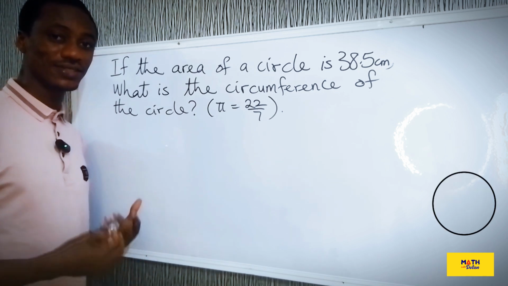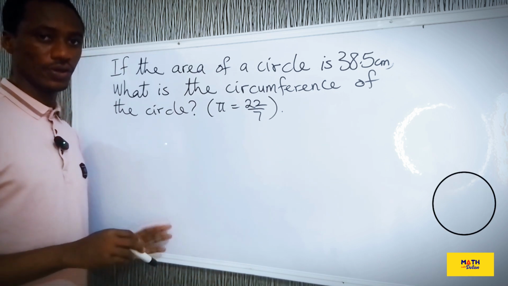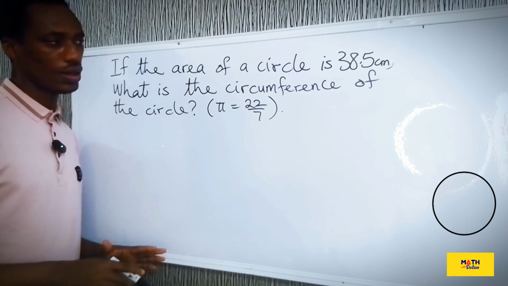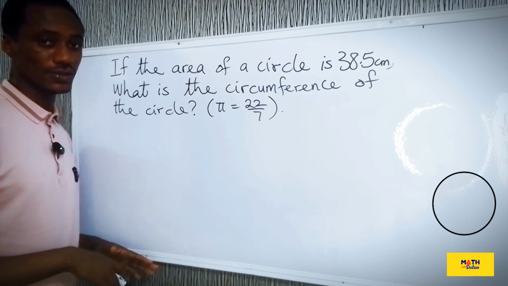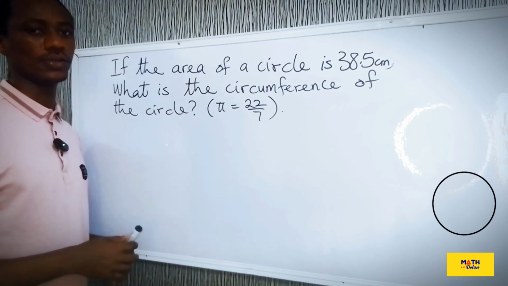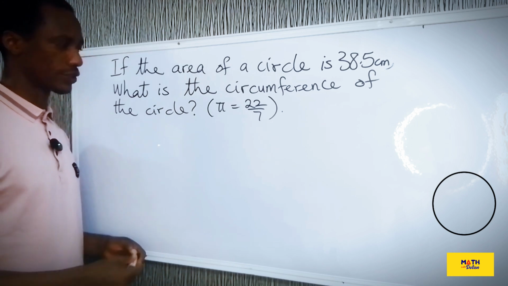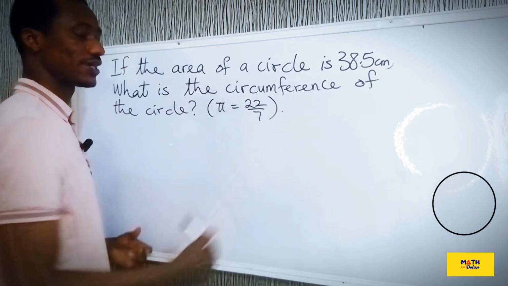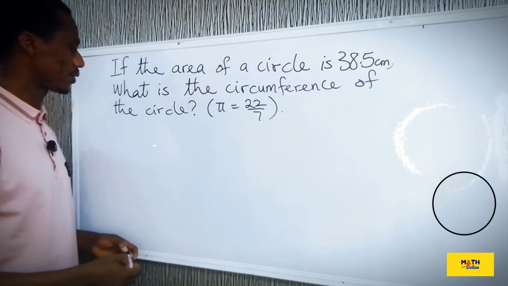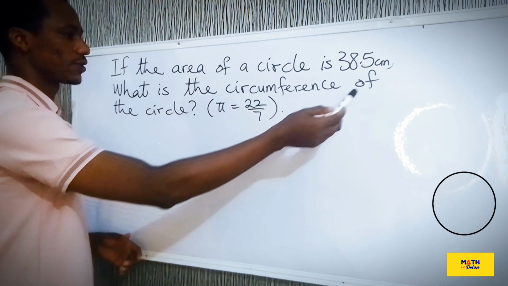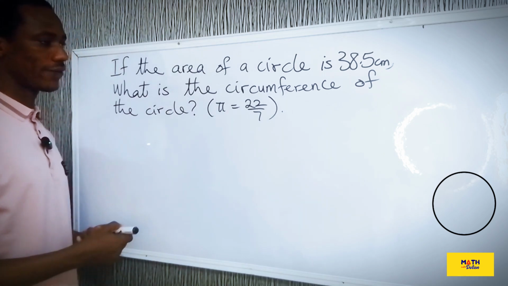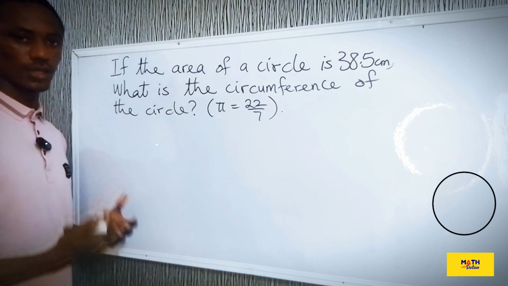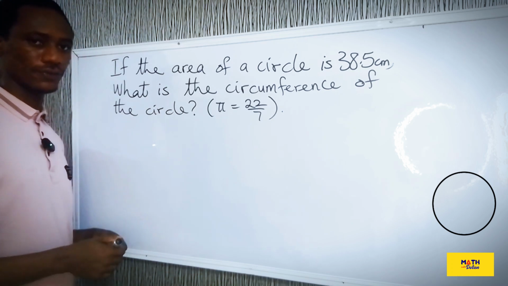We're calculating circumference when area is given. Alright, in this question you're not given the radius, you're not given the diameter, but you're to calculate the circumference. The only thing given to us is the area of the circle. Let's look at it together. If the area of a circle is 38.5 centimeters, what is the circumference of the circle? So the area is given to us as 38.5 centimeters. And now we are to calculate the circumference.